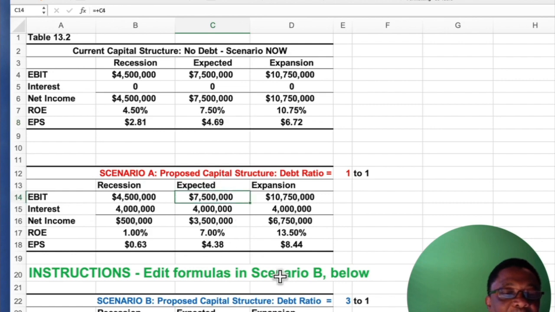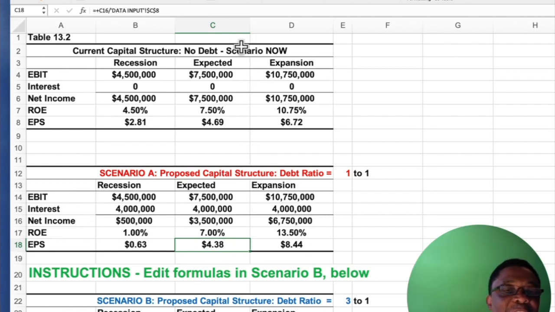We have EBIT of $7.5 million. We have interest expense of $4 million because we have $50 million worth of debt at an interest rate of 8%. So that's $4 million. That leaves us net income of $3.5 million. And we divide that by the 800,000 shares outstanding. And that leaves us with a return on equity of 7%. And that leaves us with the earnings per share of $4.38.